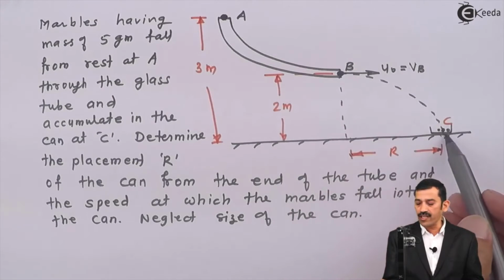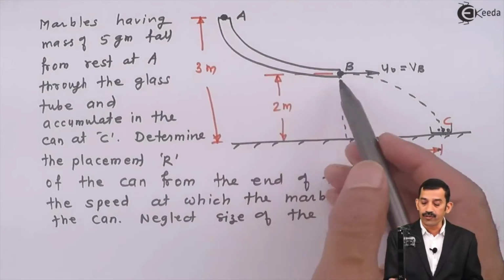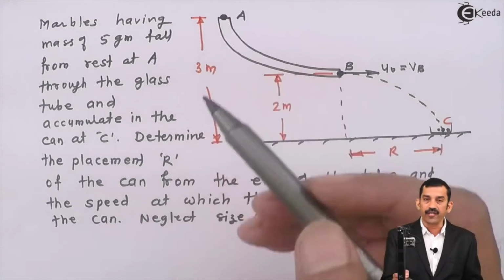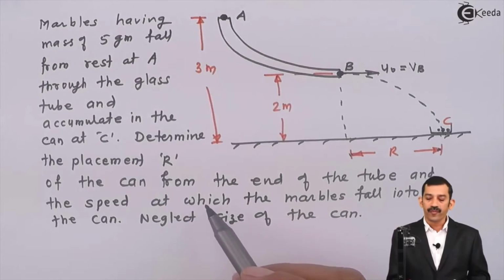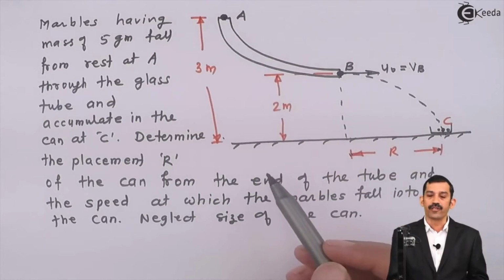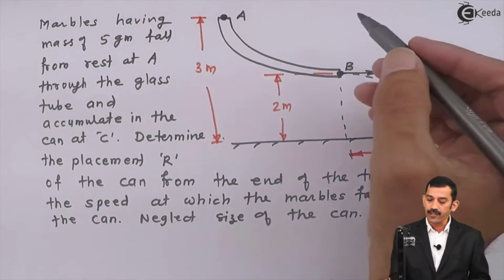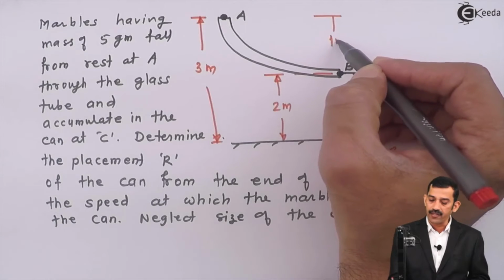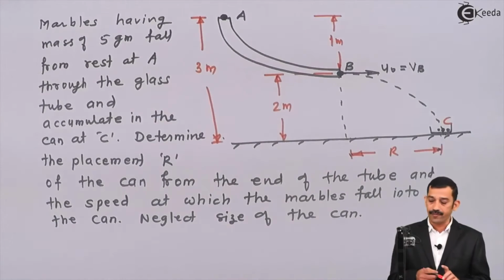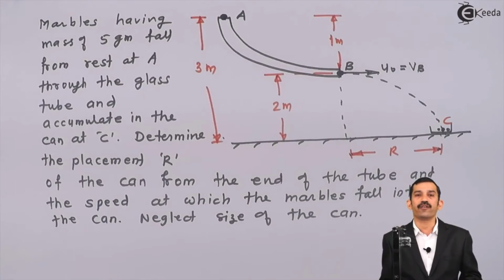Now, analyzing the B to C motion is not difficult. First, how will we find Vb or u0, considering motion from A to B? These marbles start their motion from rest, that means the initial velocity is 0. Now end A is at 3 meters, end B is at 2 meters. That means what is the vertical displacement of this marble as it moves from A to B? The vertical displacement is 3 minus 2, that means 1 meter.